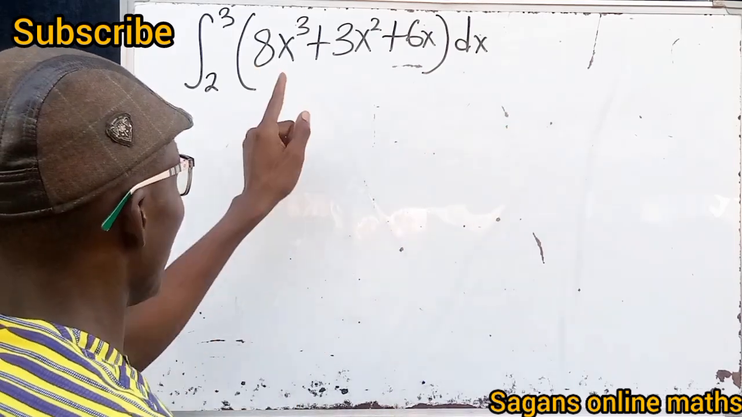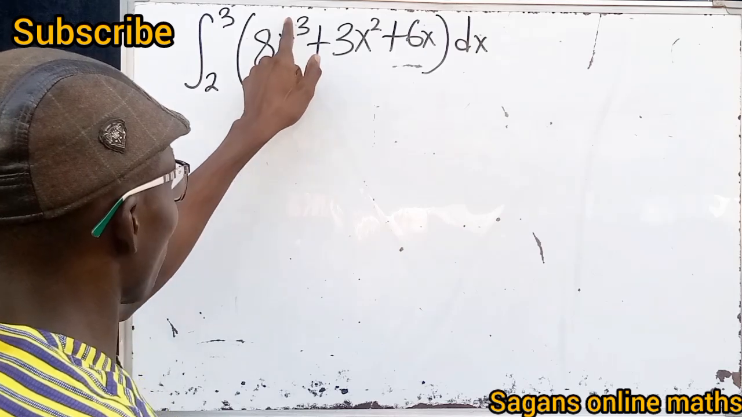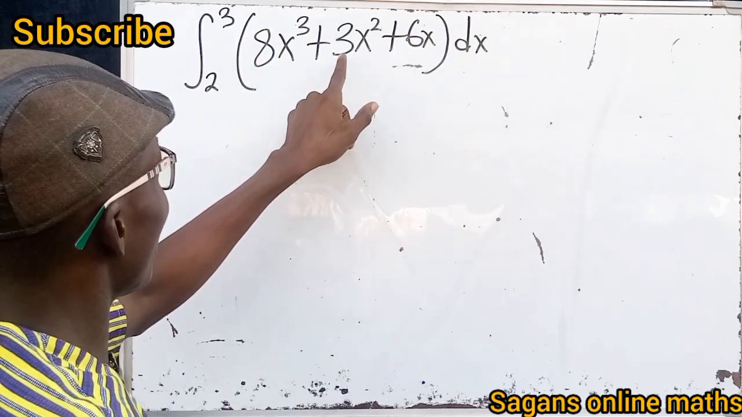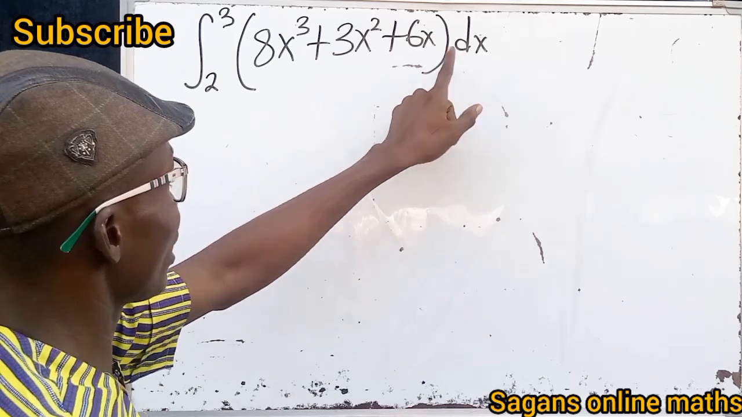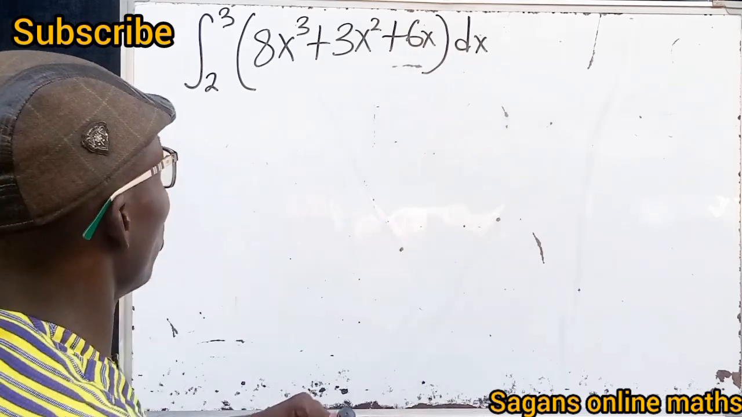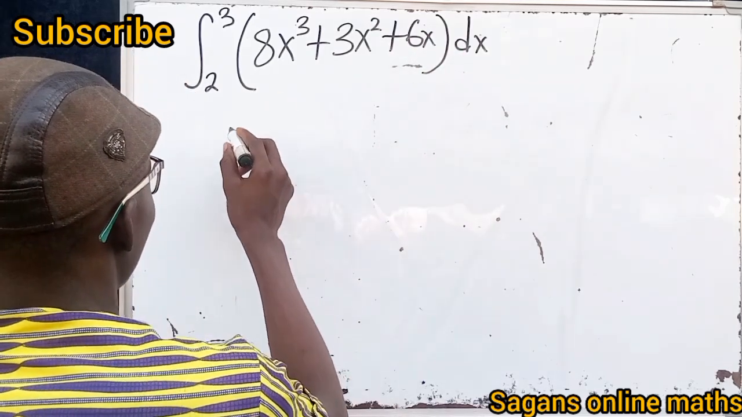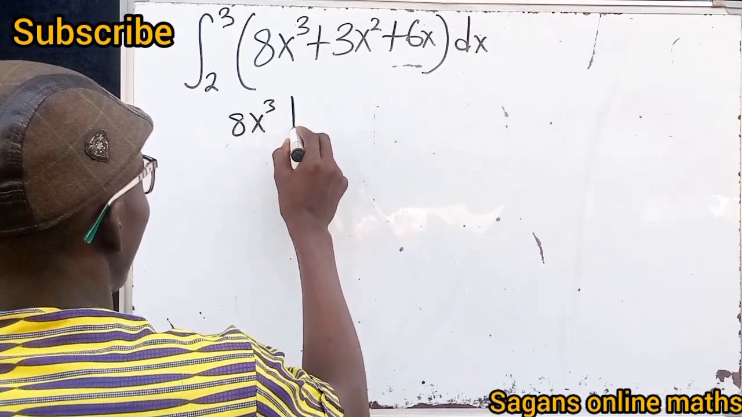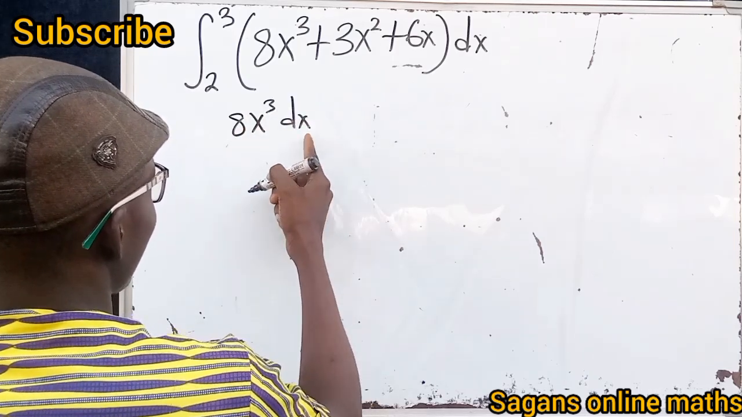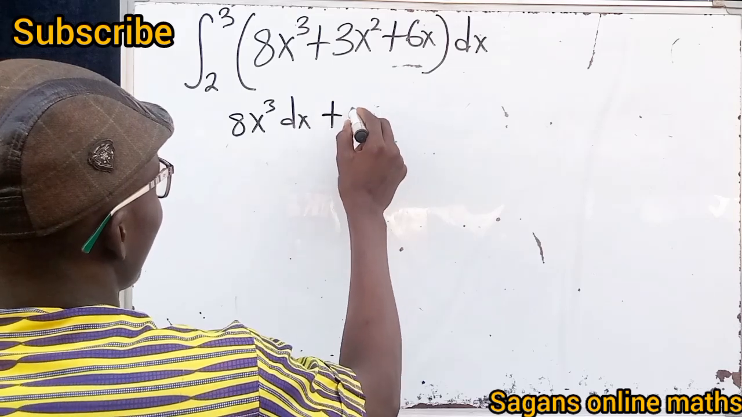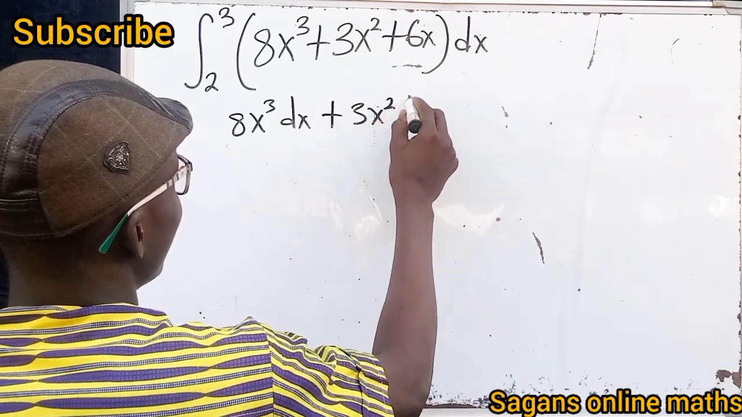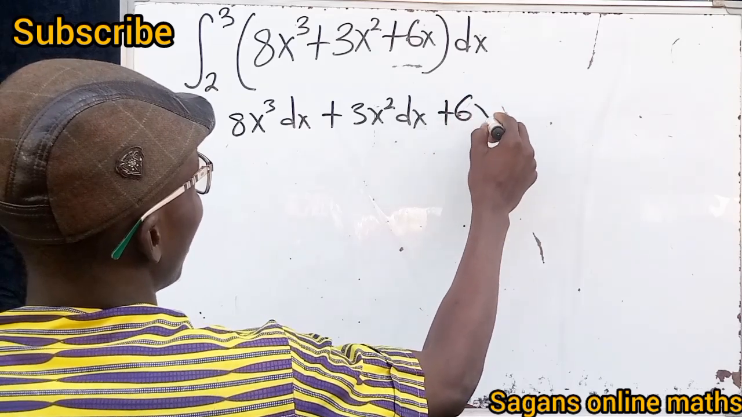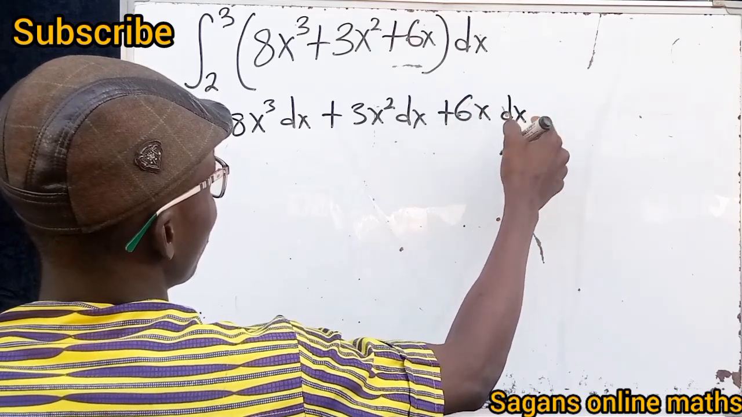What do I mean? Let's integrate 8x to the power of 3 with respect to x. I also integrate 3x squared with respect to x. I also integrate 6x with respect to x. So if we integrate this, we add 8x to the power of 3 dx, because we are integrating with respect to x, then plus 3x squared dx, plus 6x dx.